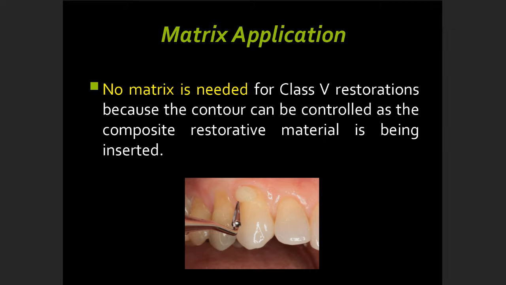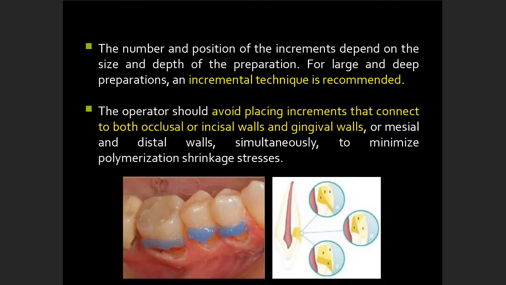No matrix is needed for class 5 restorations because the contour can be controlled as the composite restorative material is being inserted. Now you can see in the picture the next step is applying the etchant. After doing the etching, you wash it and keep it slightly moist, and you apply the adhesive. After applying the adhesive, you light cure the adhesive, and the next step is applying the composite.